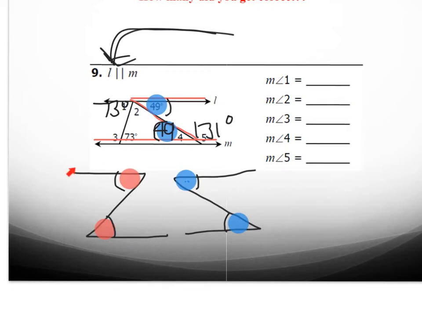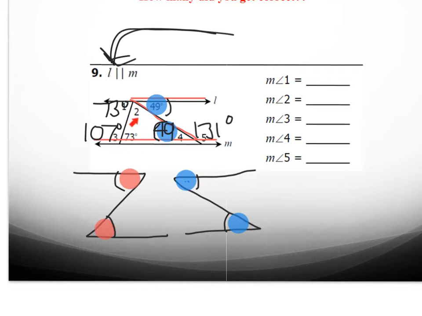We can see here that 73 and angle 3 are a linear pair. So I'm going to take 180, subtract 73, and let's see what we get. So we get that that angle is 107. Take a look. 107 is supplementary with 73, and that adds up to 180, so a straight line.